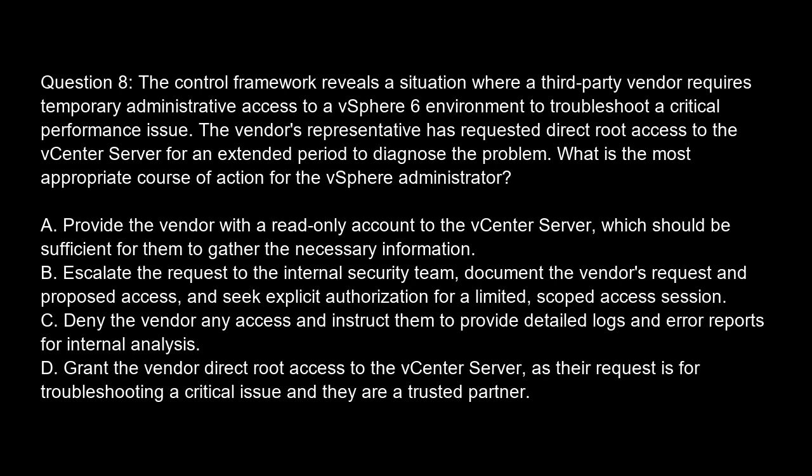Option A. Provide the vendor with a read-only account to the vCenter server, which should be sufficient for them to gather the necessary information. Option B. Escalate the request to the internal security team, document the vendor's request and proposed access, and seek explicit authorization for a limited scoped access session. Option C. Deny the vendor any access and instruct them to provide detailed logs and error reports for internal analysis. Option D. Grant the vendor direct root access to the vCenter server, as their request is for troubleshooting a critical issue and they are a trusted partner.